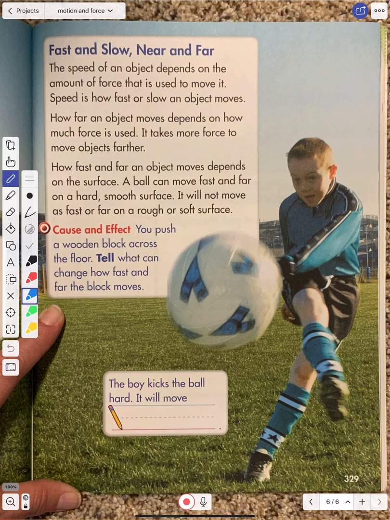The question with the pencil underneath that moving soccer ball says the boy kicks the ball hard. It will move. So how's it going to move? If he kicks it hard, it is going to move fast or slow. It's going to move fast if he's kicking it hard. And will it stay near or will it go far? And it would also go far. Excellent. Have a great afternoon and enjoy watching force and motion all around you.